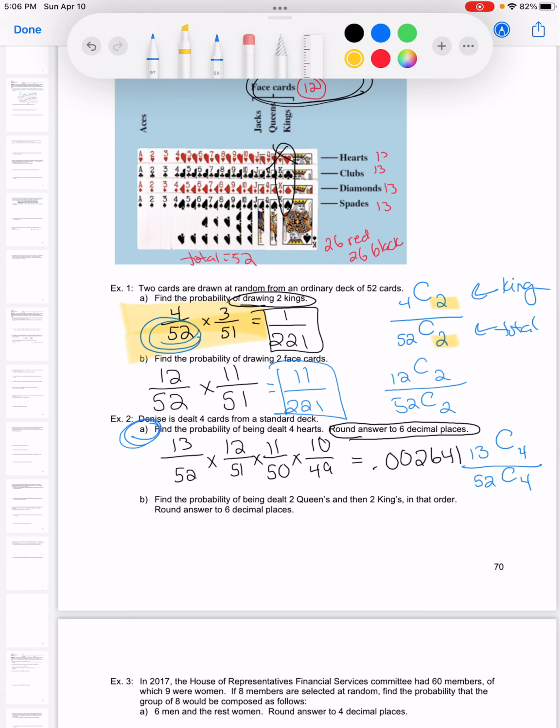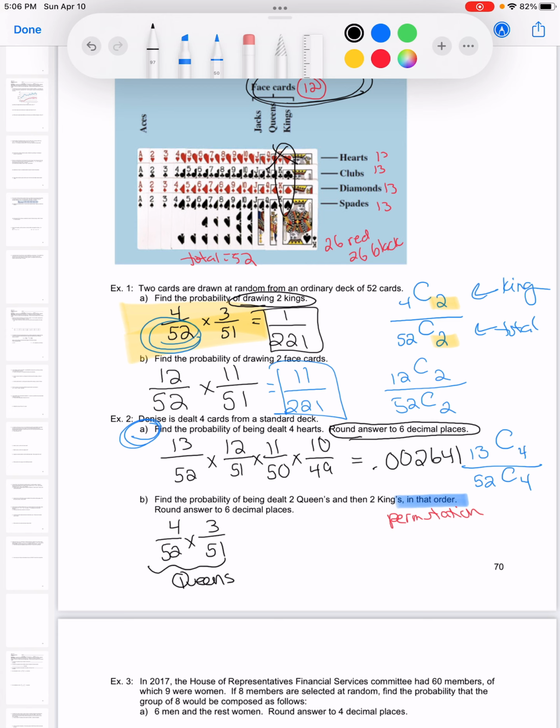Now B is slightly different. That's why I said we didn't have to work it, because it says in that order. So in that order means instead of using combinations, I'm going to be using a permutation. Remember, a permutation is when order matters. The other cards, the order did not matter. This one it does because it said in that order. So I want to draw 2 queens first. So the fraction style, there are 4 queens out of 52 cards. Then I'm going to draw another queen. That would give me 3 out of 51. So these are the queens.